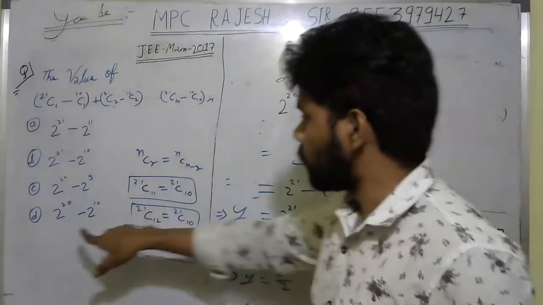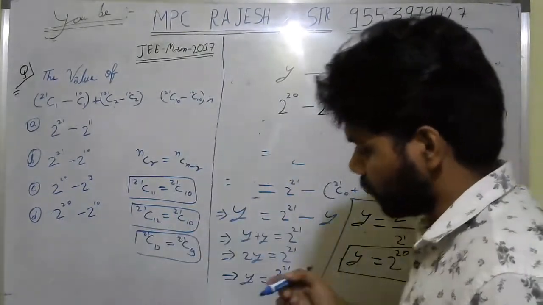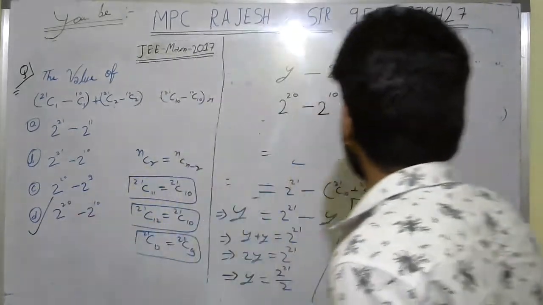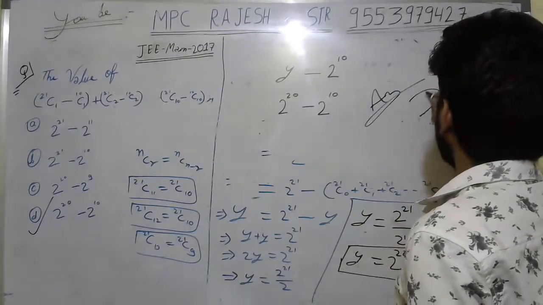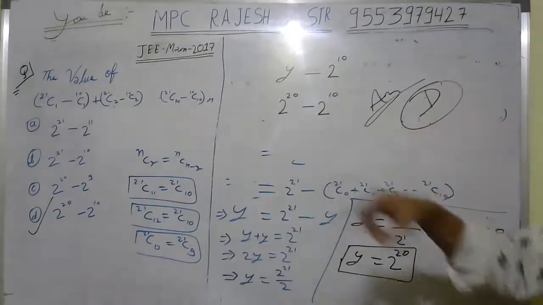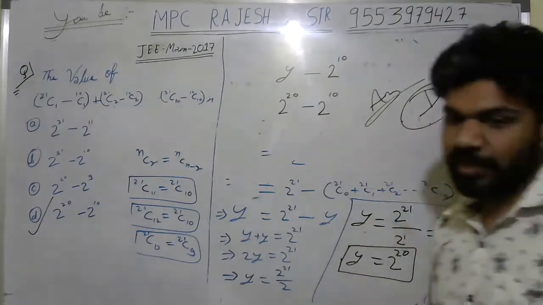Which option is correct? Option D is the correct option, 2 to the 20 minus 2 to the 10. So you can write that D is the correct option. So your answer is D. D for Delhi is the correct answer. Now you have solved your IIT JEE question. This is the IIT JEE question.